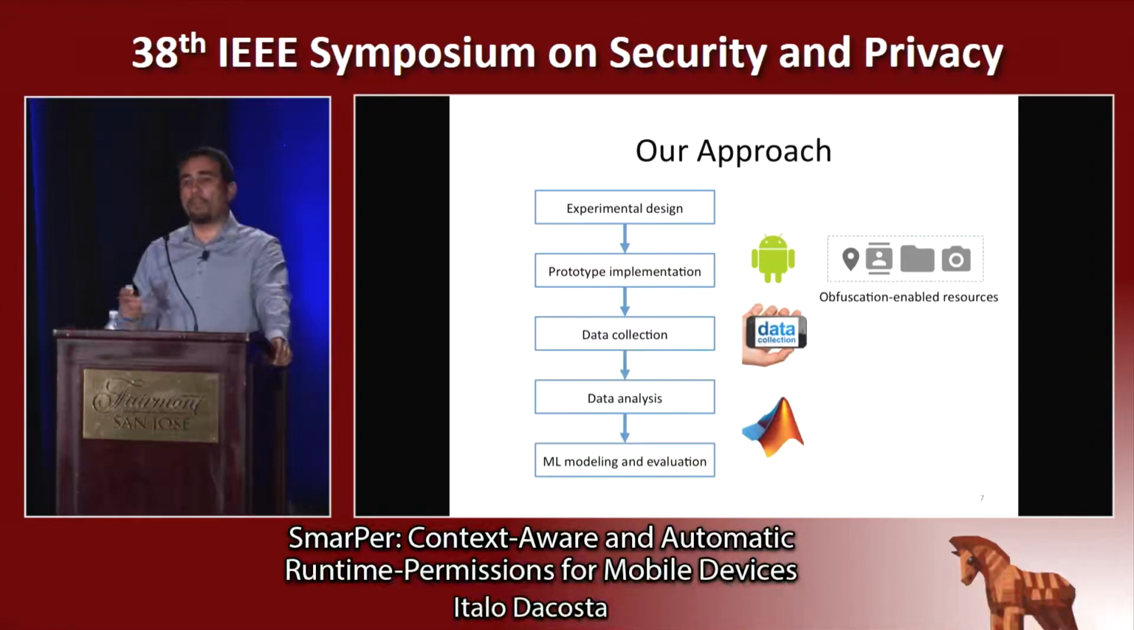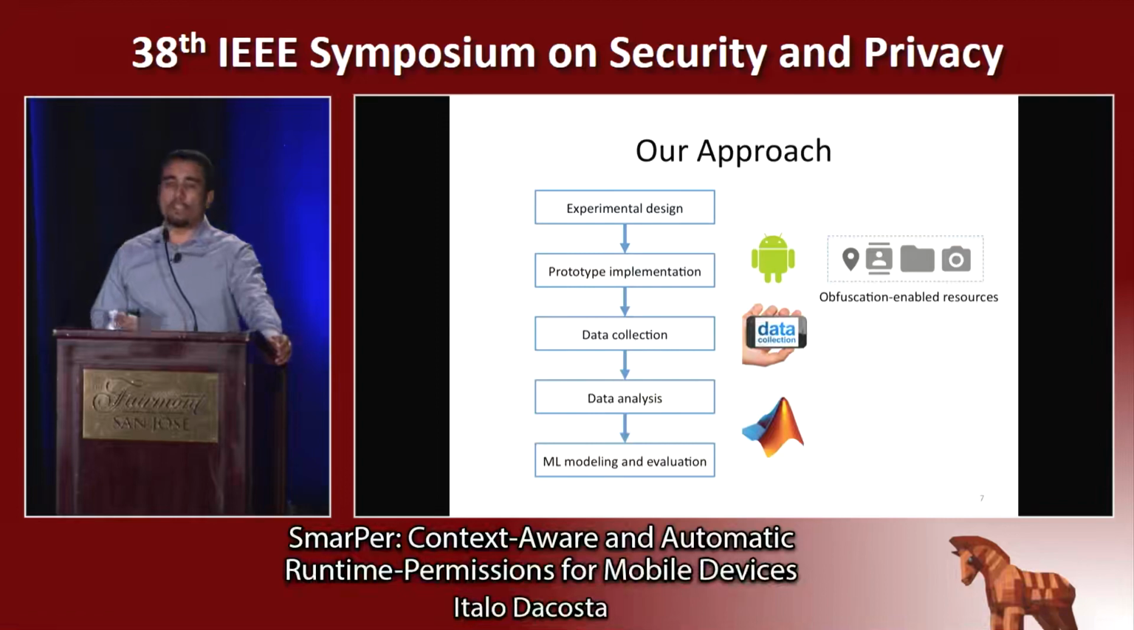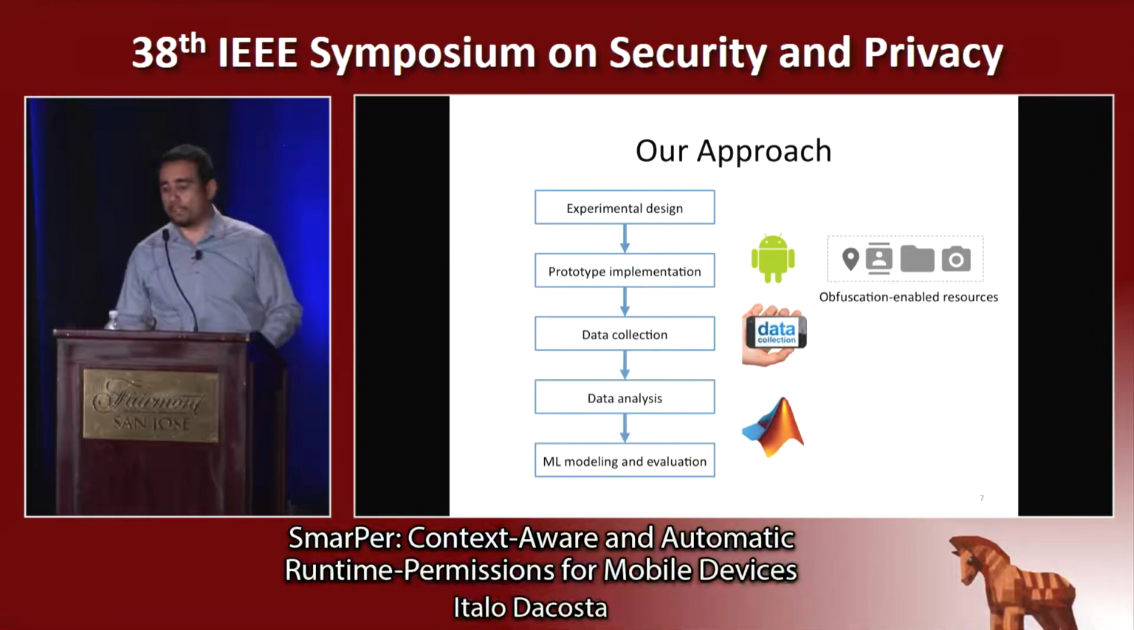In addition, we implemented data obfuscation techniques for 4 data types: location, contacts, storage, and camera. We then ran a data collection campaign with users in a realistic scenario and used the data collected to perform data analysis, machine learning modeling, and evaluation.